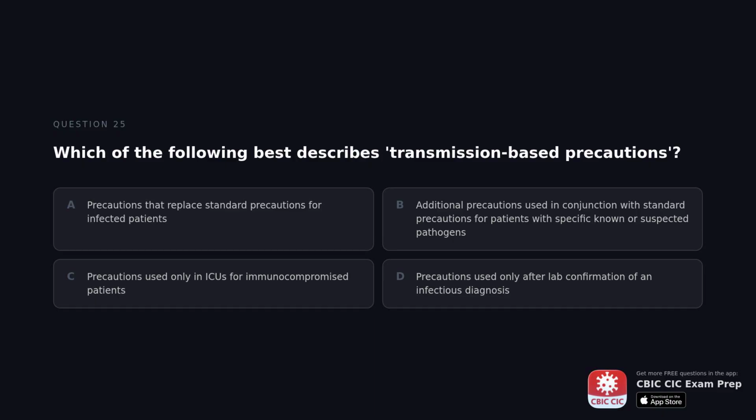Which of the following best describes transmission-based precautions? A. Precautions that replace standard precautions for infected patients. B. Additional precautions used in conjunction with standard precautions for patients with specific known or suspected pathogens. C. Precautions used only in ICUs for immunocompromised patients. D. Precautions used only after lab confirmation of an infectious diagnosis.